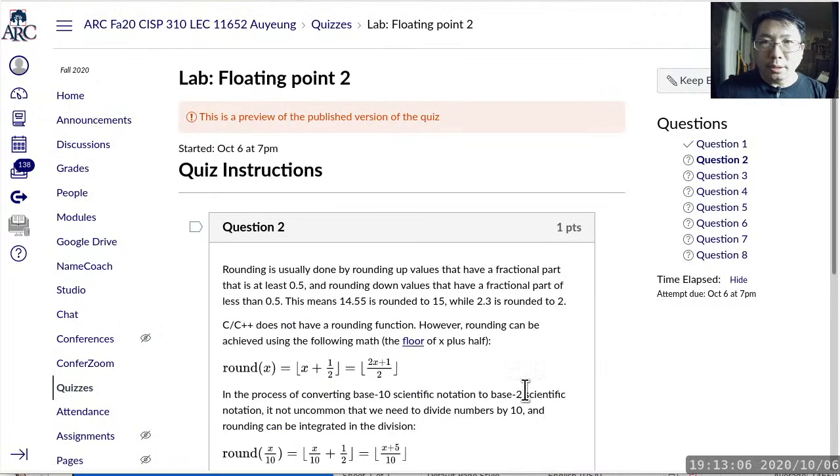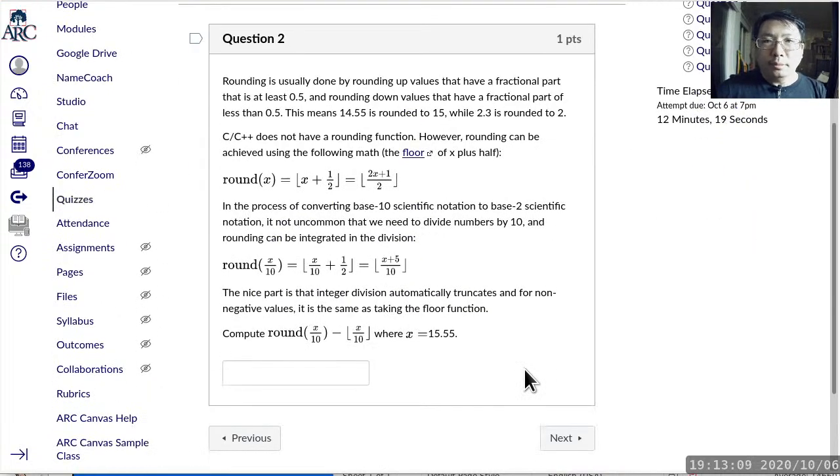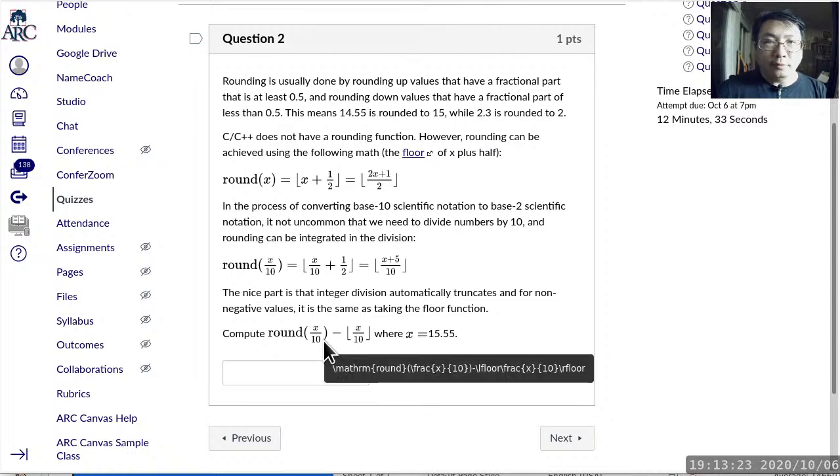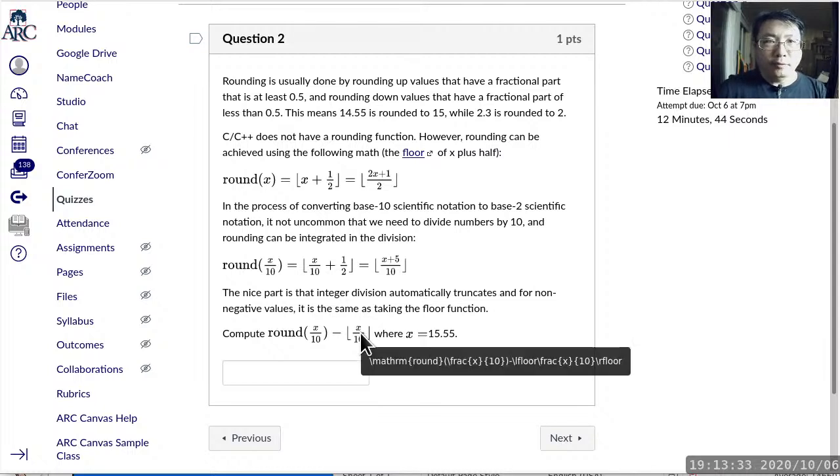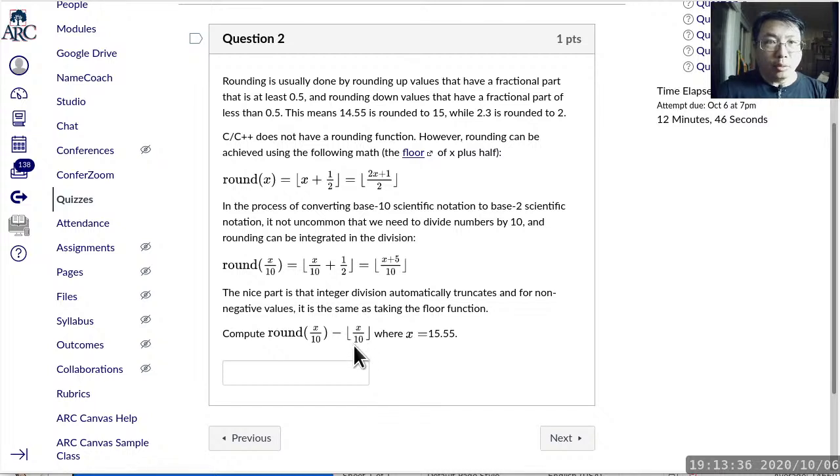Next, click next. All right, so this one is supposed to be super easy. So you just plug in x into here, and then you plug in x into here, and find what the answer is. So now, if we round 15.55 divided by 10, now 15.55 divided by 10 is 1.555, right? So the round of that is going to be a 2. On the other hand, 15.55 divided by 10, and you take the floor of that, it's going to be a 1. So 2 minus 1 is a 1. And that's question number 2.